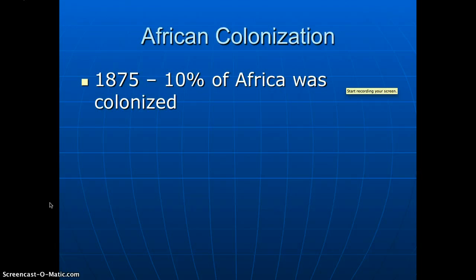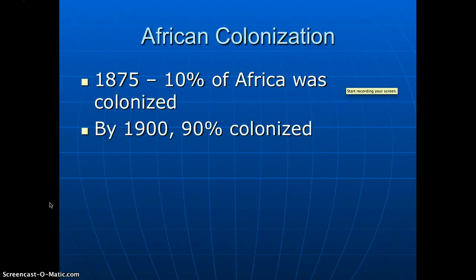In 1875, 10% of Africa was colonized, only 10%. Ten years later, or even, it says 1900, but really only 10 years later, 90% of the continent is colonized by Europe. So this is a very quick, a very rapid, a very tense scramble for Africa, as we call it.